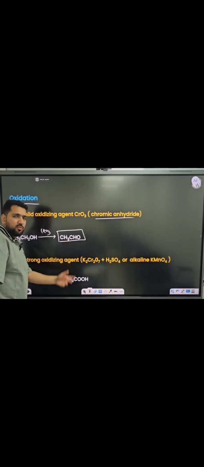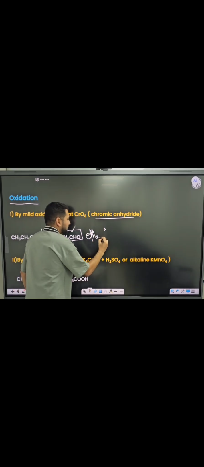Now the second one is oxidation, by a mild oxidizing agent, for example CrO3, which is called chromic anhydride. Remember, oxidation, as I told you a few minutes back, is the addition of oxygen. If you add oxygen to ethanol, CH3CH2OH, in the presence of CrO3, it will lead to the formation of CH3CHO. Can you name CH3CHO? There are two carbon atoms, so it's ETHAN, and in place of E there is CHO. CHO is aldehyde, so it is ethanal.